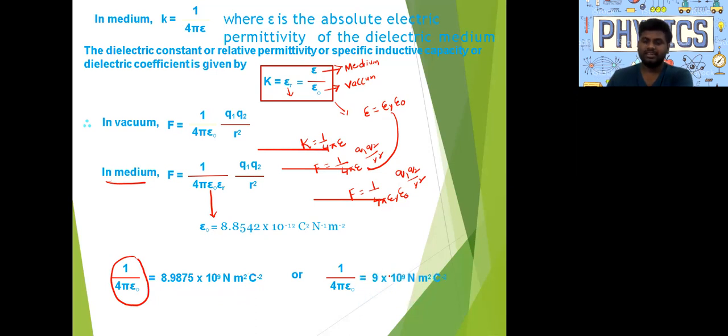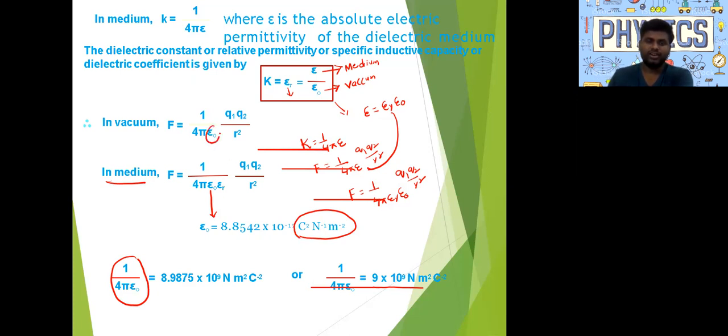Or we can write it as 9 into 10 to the power of 9 Newton meter square per Coulomb square. In all problems, we will take this value 9 into 10 to the power of 9 for 1 by 4 pi epsilon naught. Okay, here the units are important: Coulomb square per Newton meter square. How did we get these units?